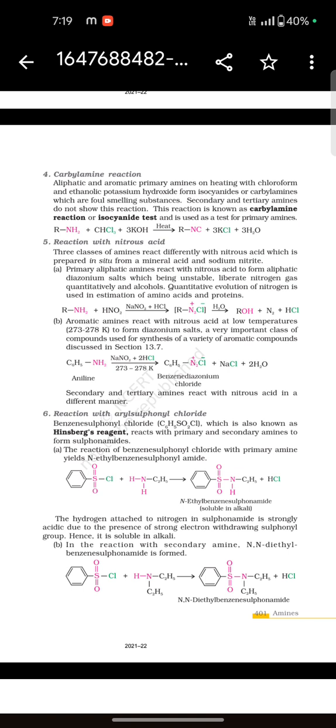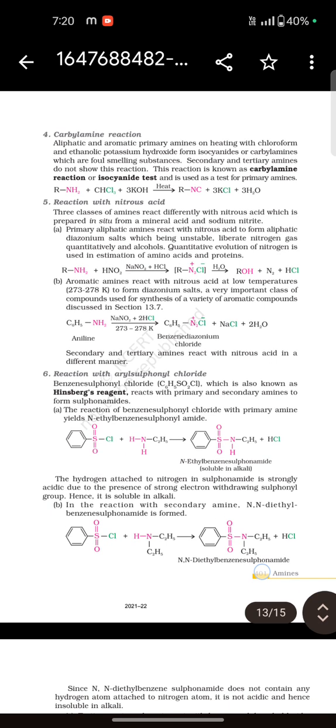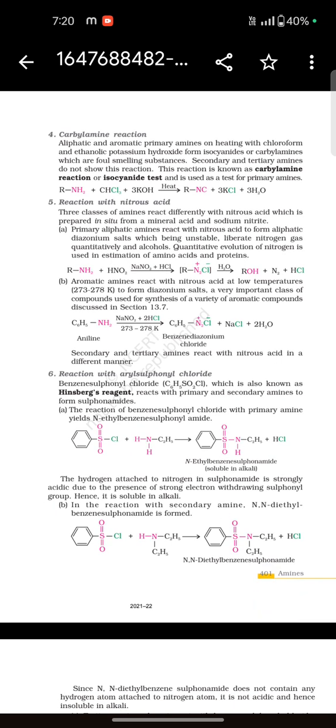Reaction with aryl sulfonyl chloride. Benzene sulfonyl chloride, C6H5SO2Cl, which is also known as Hinsberg reagent, reacts with primary and secondary amines to form sulfonamides. The reaction of benzene sulfonyl chloride with primary amines yields an N-ethylbenzene sulfonamide. The hydrogen attached to nitrogen in sulfonamide is strongly acidic due to the presence of the strong electron withdrawing sulfonyl group. Hence, it is soluble in alkali.